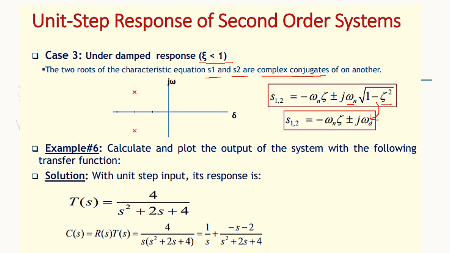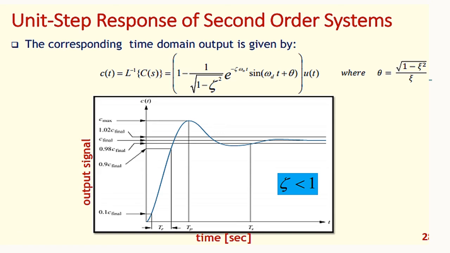Now we take an example. The transfer function is 4 divided by (s² + 2s + 4). Then I just require the output response of the system. So I have 4 divided by s into (s² + 2s + 4). If I use partial fractions, I get 1/s minus (s + 2) divided by (s² + 2s + 4).